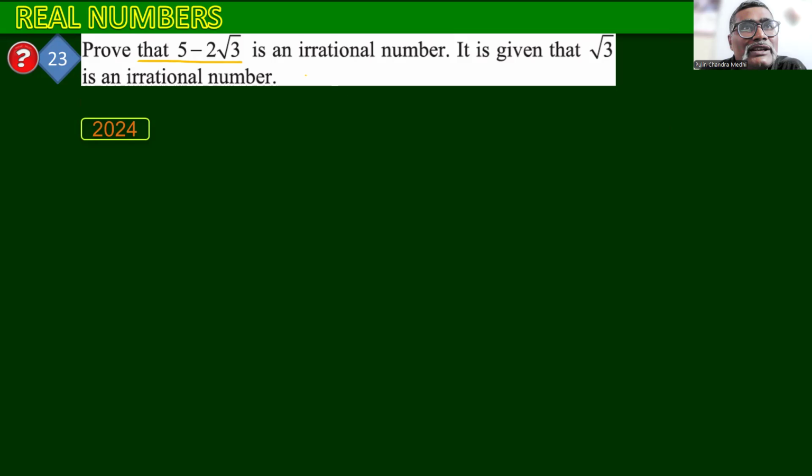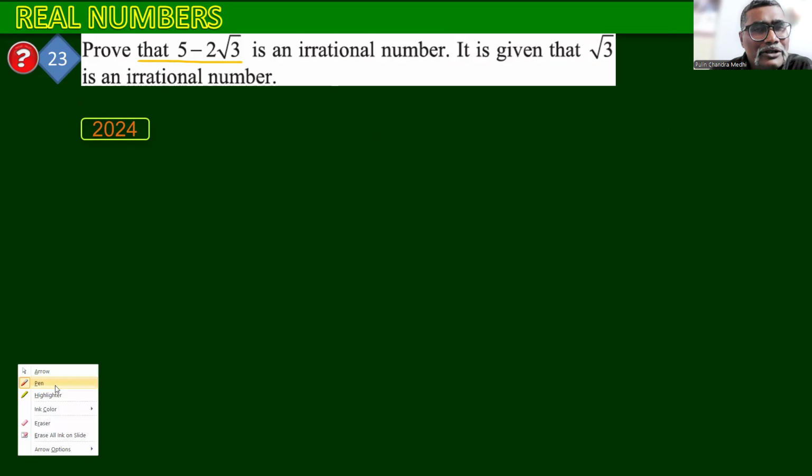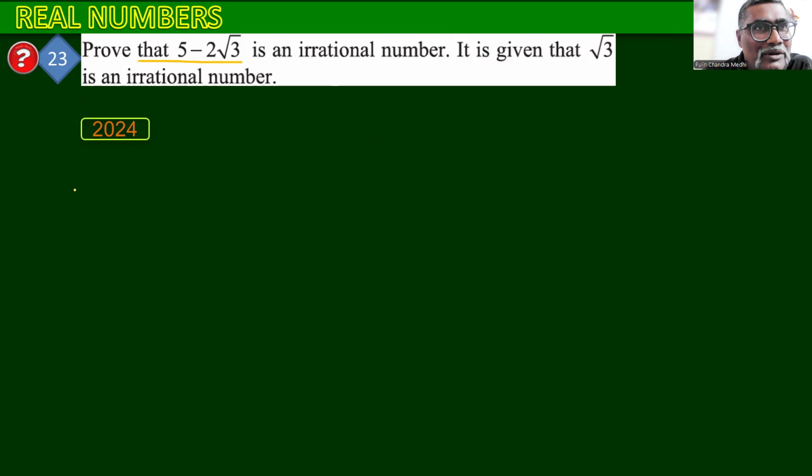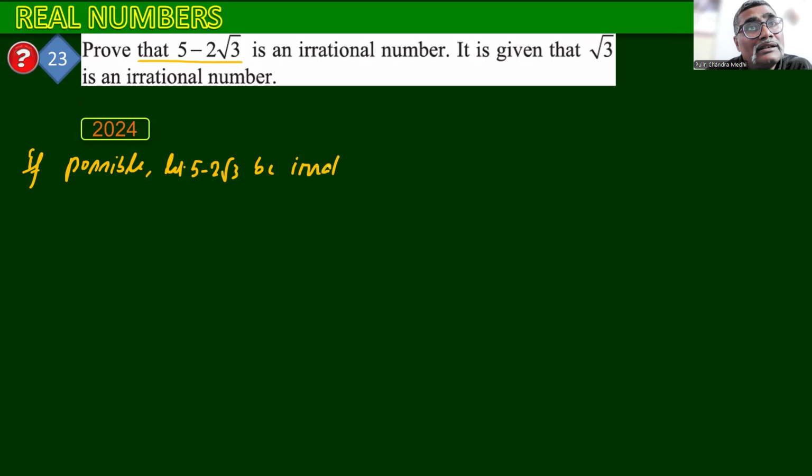Show that 5 minus 2 root 3 is an irrational number, given that root 3 is irrational. I'm doing it in two ways. Whichever way you like, you do that. I'm doing first with the way which you usually apply. How do you do it? You write like this. You know the statement, so you write: if possible. I'm talking about the contradiction method. If possible, let 5 minus 2 root 3 be not irrational, sorry, rational.